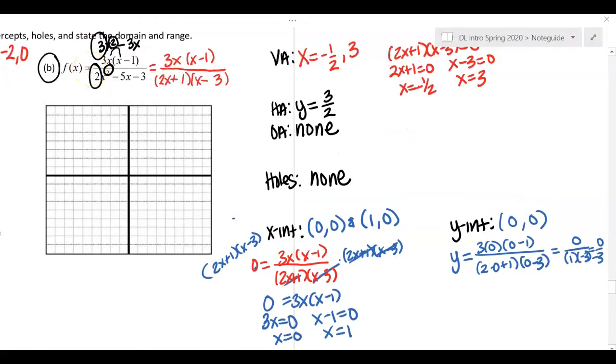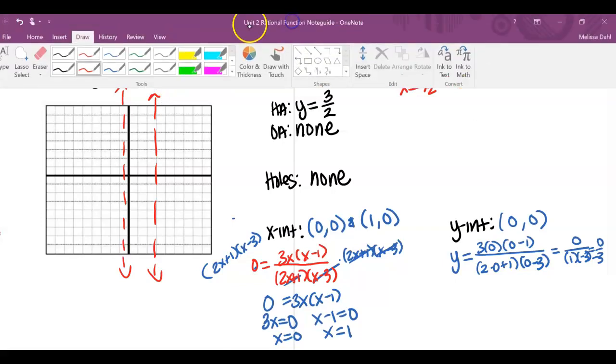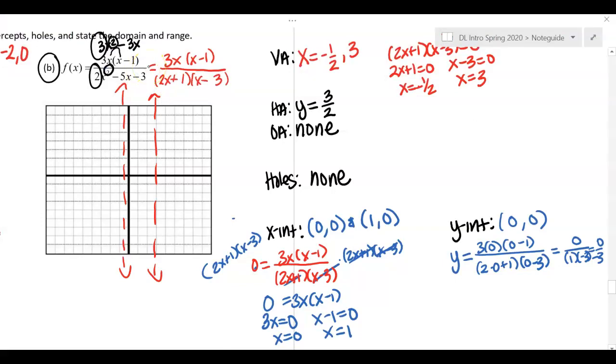So remember, your vertical asymptote is literally splitting your graph into separate branches. So we have one here at negative 1/2 and one here at 3. And our horizontal asymptote is not splitting up our graph in any way. We're literally just using it to know that the ends should follow this horizontal line. So remember, they can cross it all through the graph. It's just really important that they follow it here at the ends. Okay. Then we have x-intercepts at 0, 0 and at 1, 0, excuse me, and a y-intercept at 0, 0. So that is all graphed on there.